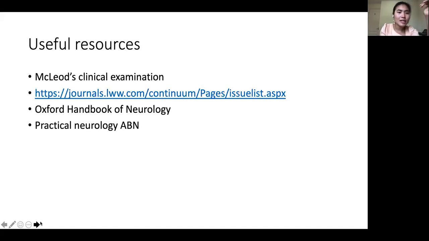Great, okay. So these are the useful resources, one of which perhaps you have in your bookshelf. McLeod's Clinical Examination, old is always gold. Every time you read it, you get something new. And this is the Continuum journal, from the American Academy of Neurology. All of these are resources that I rely on, and Continuum is the best. Oxford Handbook of Neurology, I've got it, a small book but very concise and very useful. And Practical Neurology from ABN.